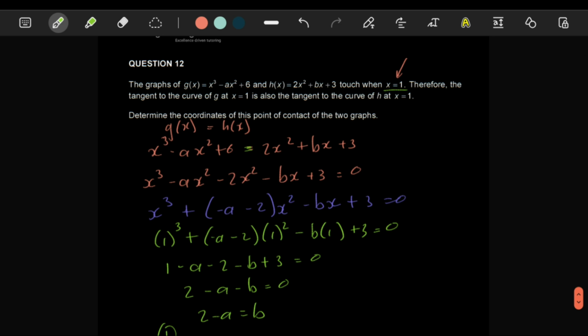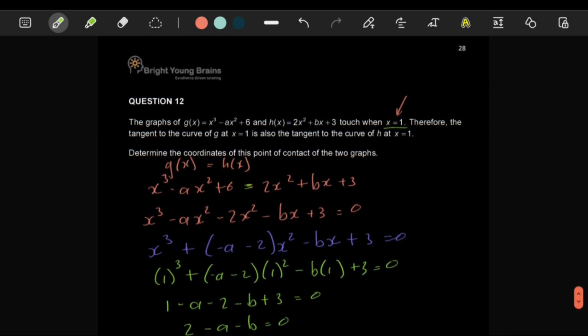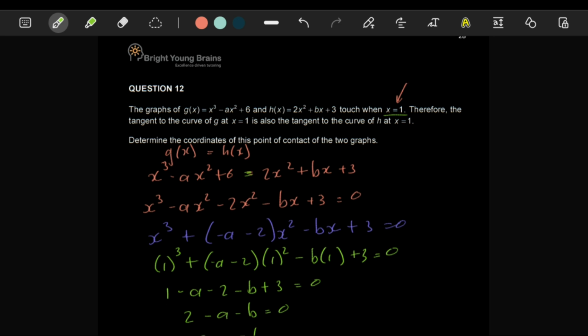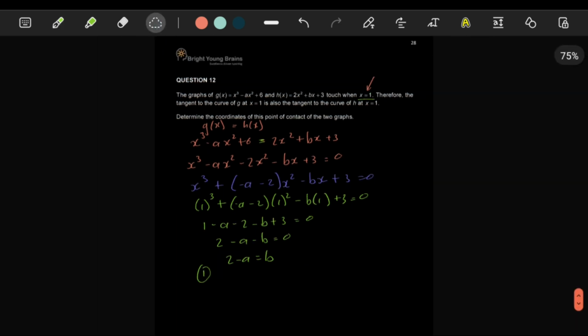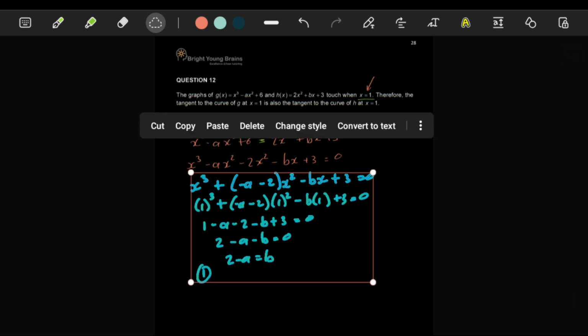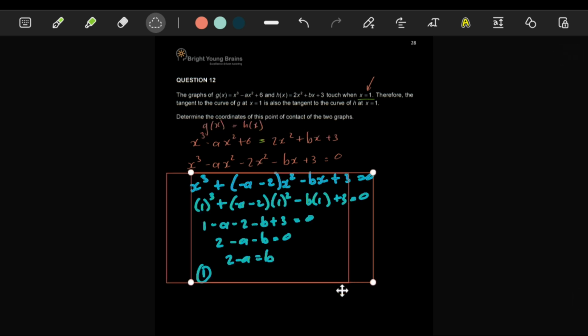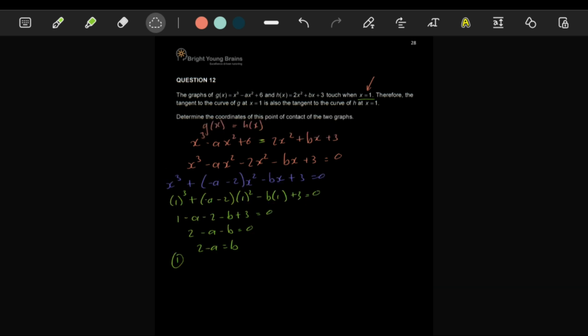I'm pretty sure we can get another one. Can we get another one? Yeah, probably, because they said here, therefore the tangent to the curve is at x equal to negative 1. Remember, a tangent and a curve have the same gradient at the point that they meet. So let's exploit that thinking.